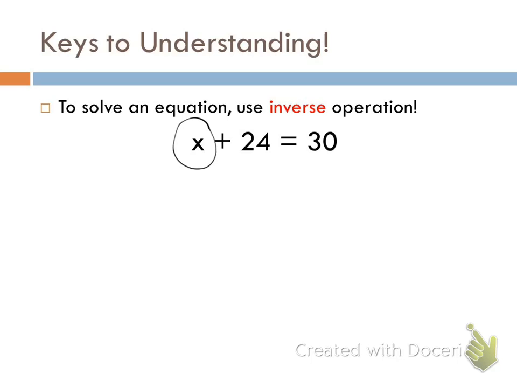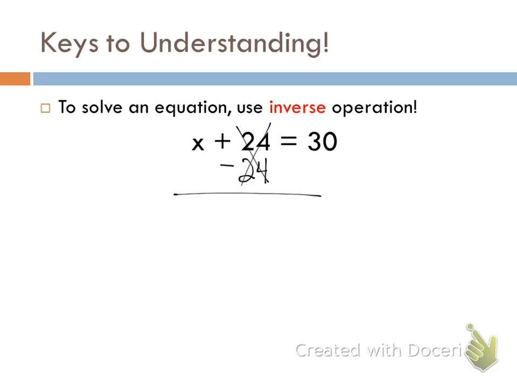Here's my goal. My goal is to get x, or my variable, by itself on one side of the equation. Well, in order to do that, I have to get 24 to cancel out. Well, how can I get positive 24 to cancel out to 0? I would just subtract it. I would do the inverse operation. Subtract 24. Everybody agree that 24 minus 24 is 0? Yes, ma'am. Okay, so I'm good.